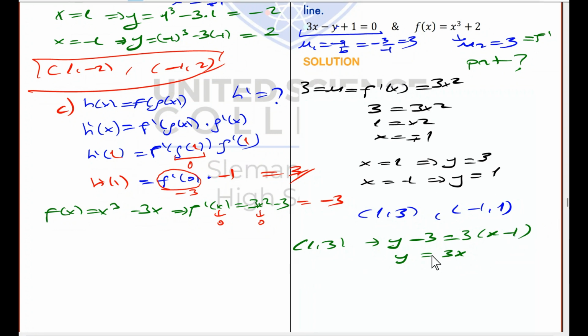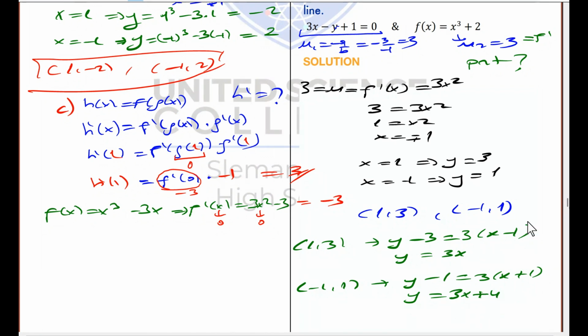Second point, (negative 1, 1). Write the equation: y minus y1, which is 1, equals m, 3, times x minus x1, plus 1. So I have y equals 3x, 3 by 1, 3, and negative 1 to the other side, 4. So those are my equations.